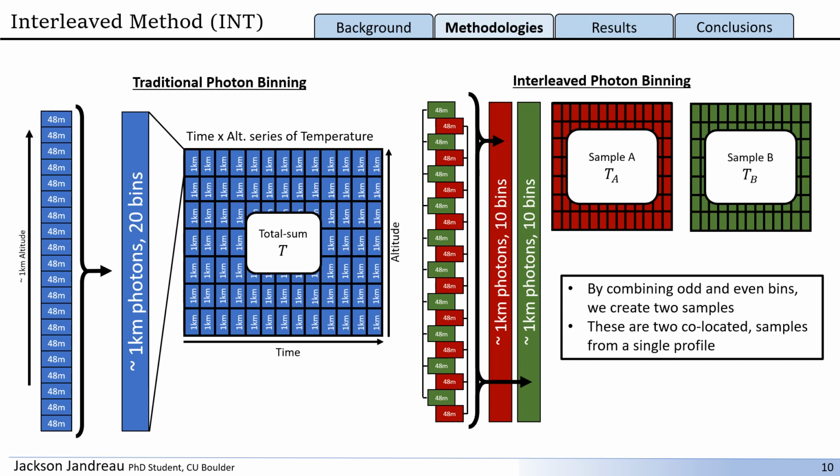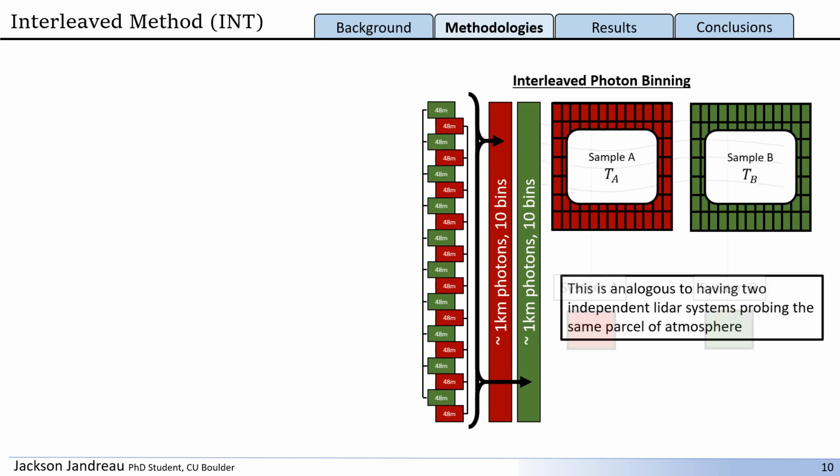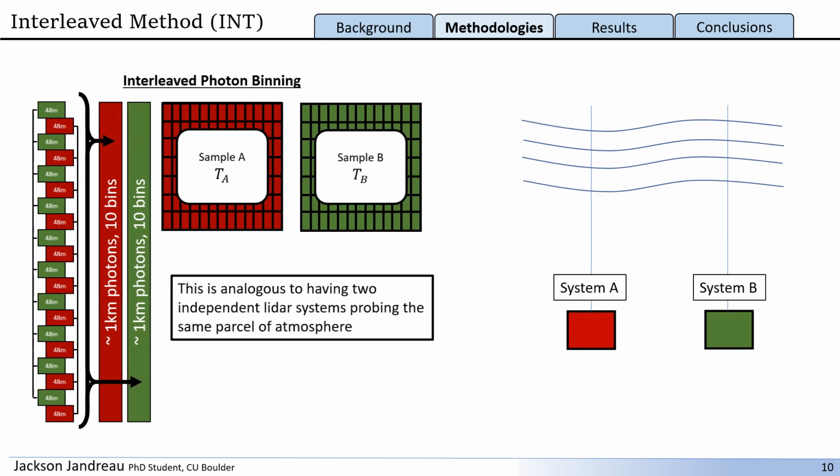If we then do this across the entire observation, we generate two separate samples, each containing half of the photon counts that the coarse bins in the traditional approach did. The whole interleaved approach is analogous to having two independent LiDAR systems probing the same space of atmosphere. In this case, just like in the interleaved method, the two samples will have entirely independent noise, yet their wave measurements ought to be exactly the same. In this case, it should be very clear which portion of the covariance would be entirely correlated and which parts of the covariance would be entirely uncorrelated.